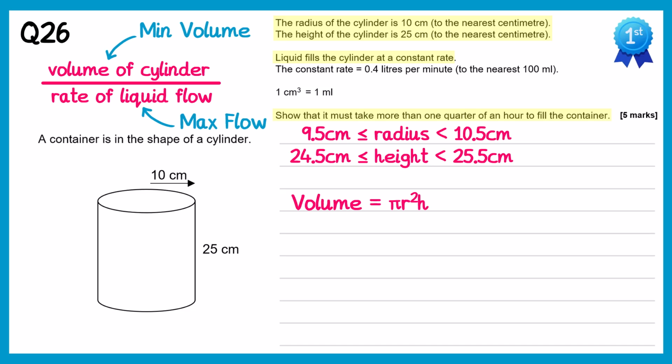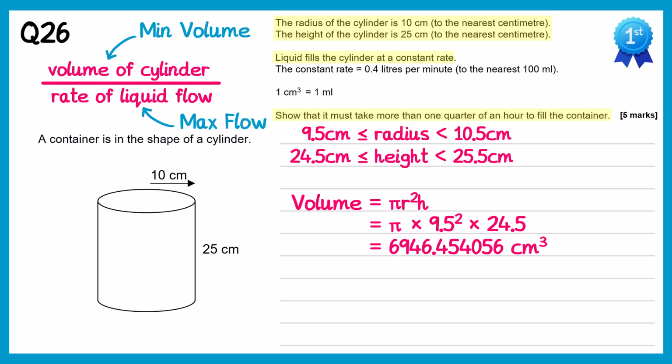Now remember, we're looking for the minimum volume of the cylinder, because we want it to be as small as possible, so that it fills as fast as possible, and we find the lowest amount of time. To do this, we'll use the smallest value for the radius and the smallest value for the height. So the volume will be equal to pi, multiplied by the lowest radius here, which is 9.5 squared, multiplied by the lowest height, which is 24.5. If you type this into the calculator, you end up with this value here. So this is the smallest volume the cylinder could possibly be.